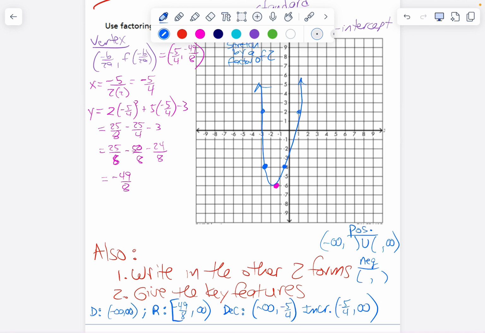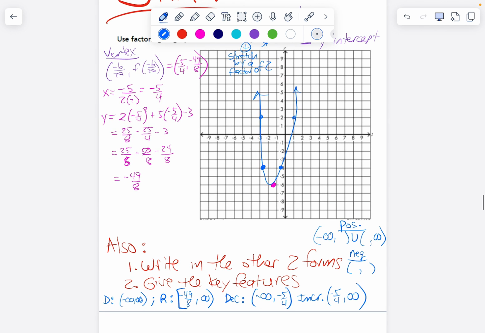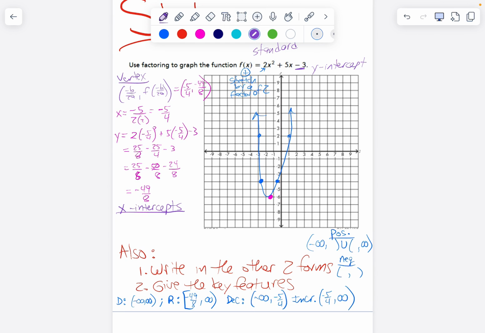So let's do that part. We need to do this anyway because I told you to write it in both other forms. How do we find the x-intercepts? This was your homework, so let's see how that went.